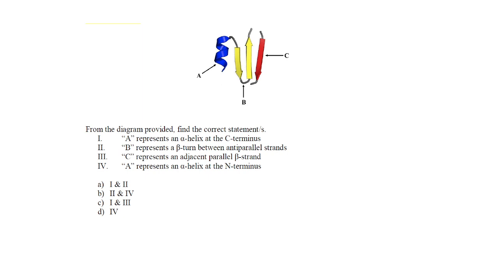Okay, next question we have. From the diagram provided, find the correct statements. A represents an alpha helix at the C terminus. B represents a beta turn between antiparallel strands. C represents an adjacent parallel beta strand. A represents an alpha helix at the N terminus. So which statements are correct here?